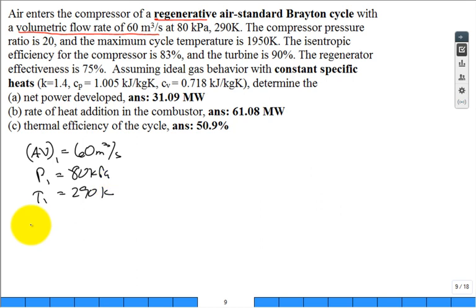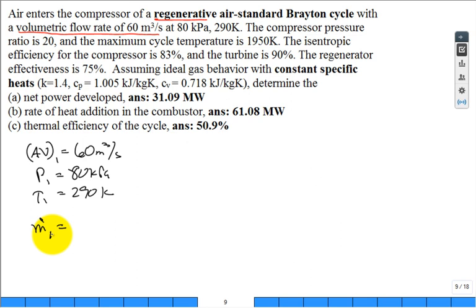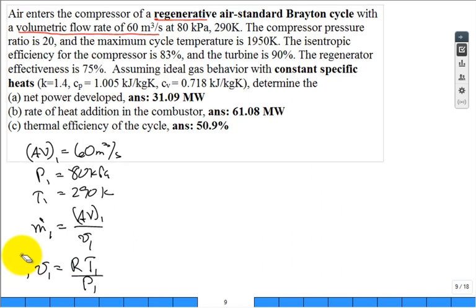Just with that information, can you tell me what is the mass flow rate at 1? What equation would you use? I'm going to pause and walk around. Show me how you get the... So it's the volumetric flow rate at state 1 divided by the specific volume at state 1. The specific volume at state 1 from the ideal gas equation, I just remember PV is equal to RT. So P1 V1 is equal to RT1, but I want V1, so just bring that P1 over. Right? I would actually make a numerical calculation of this value, V1.